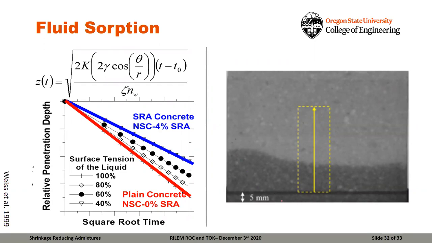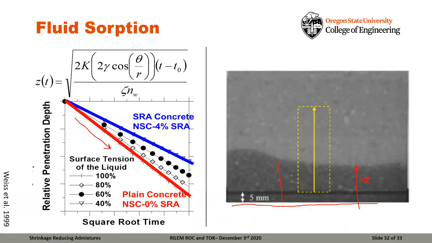The final item I just wanted to mention here very quickly is that shrinkage reducing admixtures will also impact the rise of fluid inside of the system. So here we see a neutron radiography image where we have a fluid. That fluid will be absorbed into our concrete and we can plot the depth of the absorption. Here is the depth of the absorption Z, plotted as the square root of time. And what we can see for a plain concrete is that the depth of penetration can be very high.